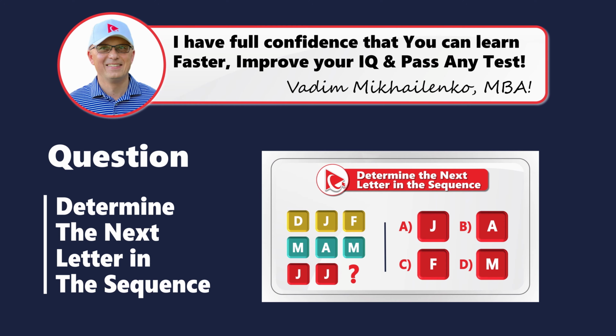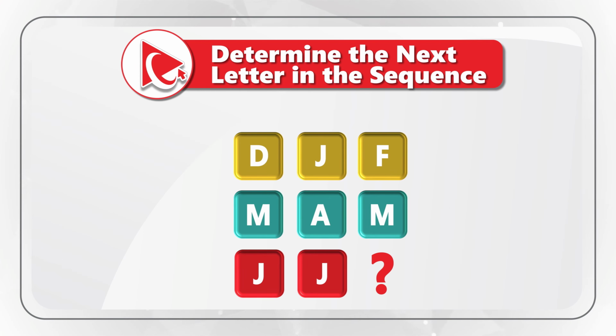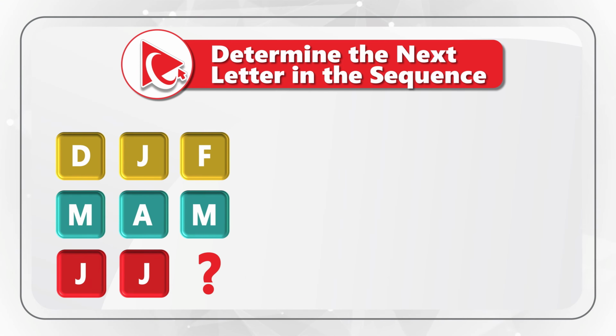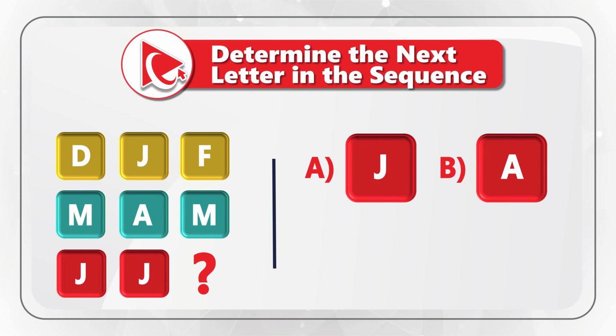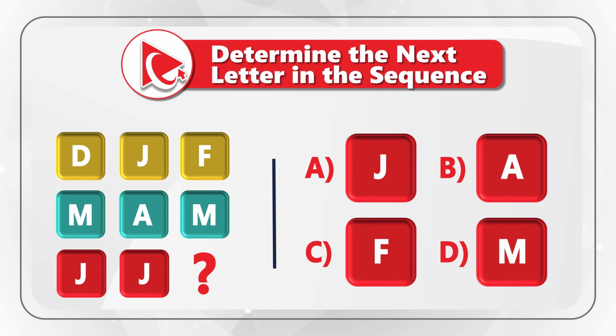You're presented with 8 letters, and you need to determine the next letter in the sequence. The letters you see are D, J, F, M, A, M, J, J, and then comes the missing letter, which you need to select out of 4 possible choices. Choice A, J, choice B, A, choice C, F, and choice D, M. Take a close look to see if you can come up with the solution.